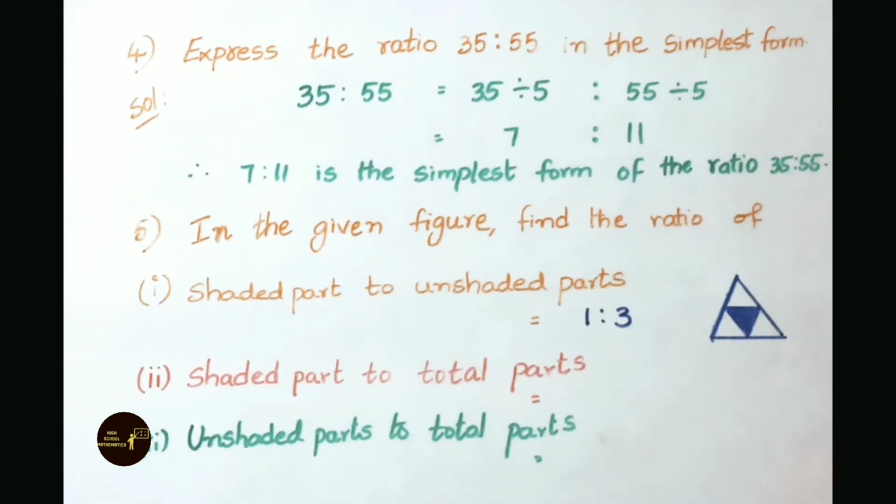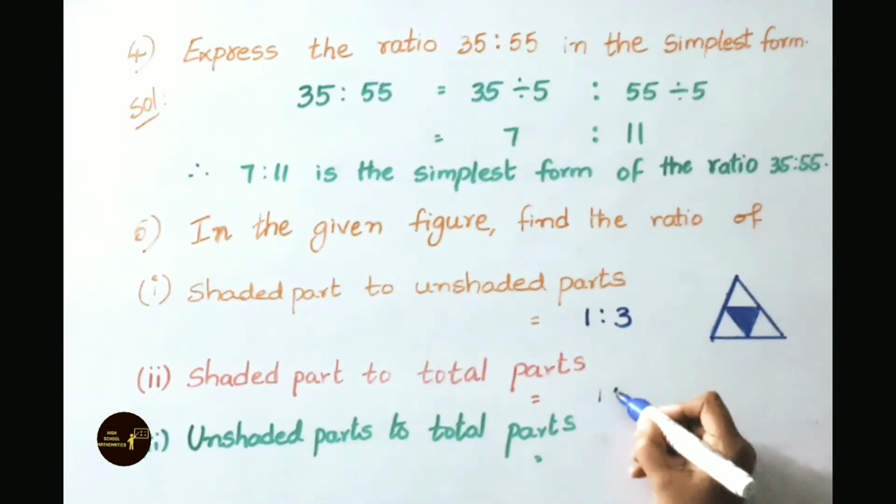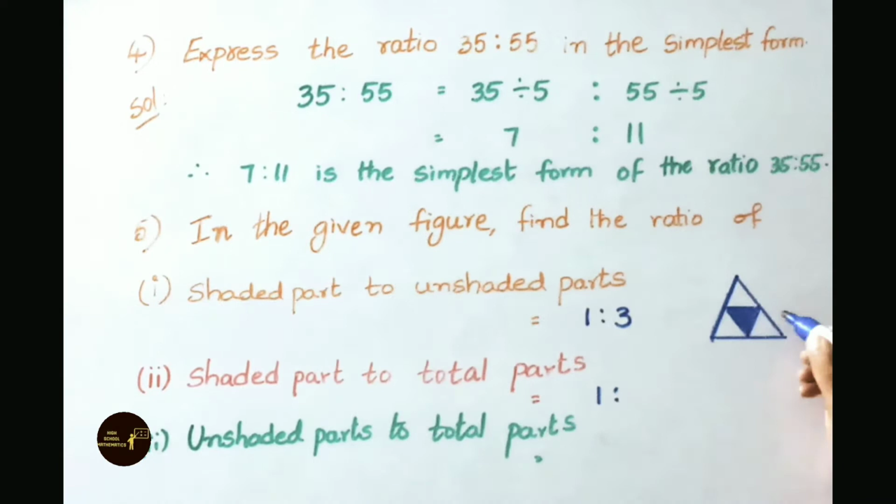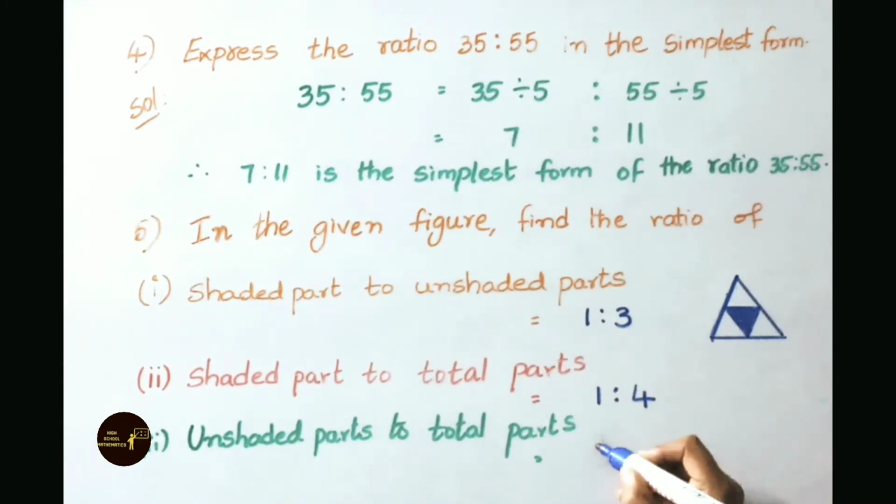See now the second one, shaded part to total parts. Here the shaded part is 1 part and total parts are 1, 2, 3, 4. That is 4 total parts. Now see the third one, unshaded parts to total parts. There are 3 unshaded parts. Total parts are 4. So the ratio is 3:4.